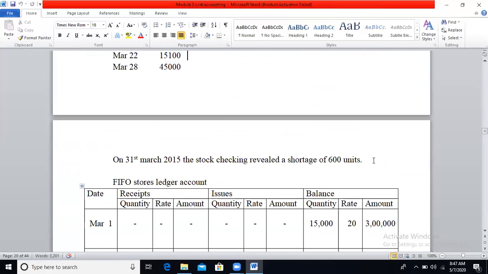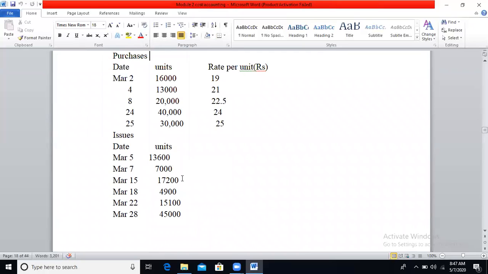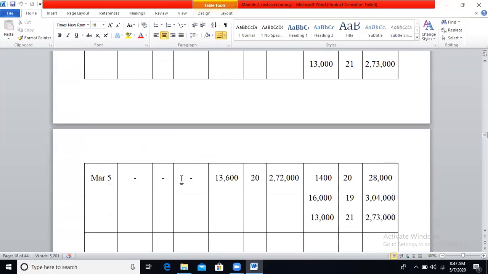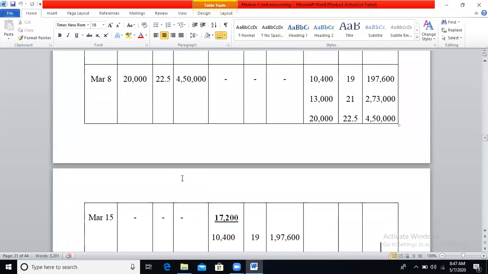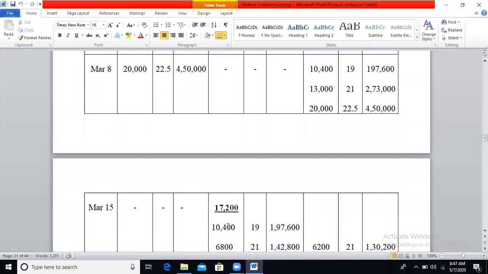Then the next transaction is March 15th. March 15th, we are issuing 17,200 units. So at what price will you consider this? How will you issue? See the first balance in the balance column. So you will first issue 10,400 units. At what price? At rupees 19. If you multiply these two, you will get 1,97,600. 10,400 into 19, you will get 1,97,600.